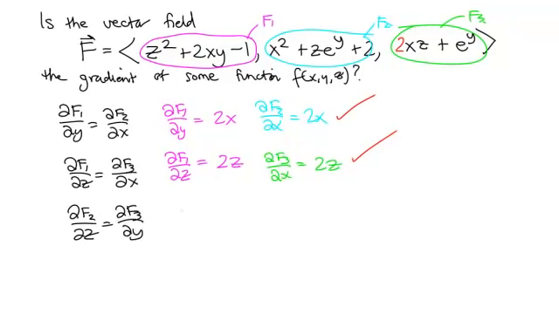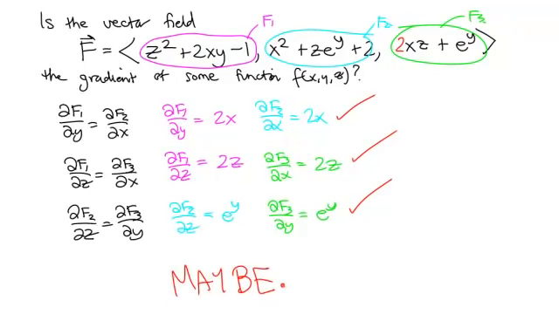So del f2 del z, if we differentiate the second component with respect to z, we're going to get e to the y. On the other hand, if we differentiate the third component with respect to y, we're going to get e to the y. So all three equations check out. So what does the derivative test say? It can't tell me yes. It can just tell me no. But at least we know that this is a candidate for it.